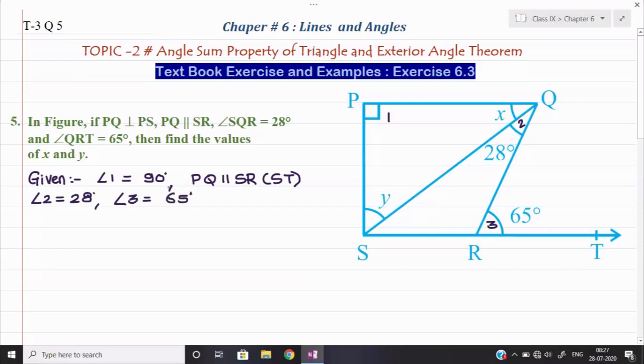So there are three values. Angles 1, 2, 3 values are given, and PQ is parallel to SR or ST. Now what do we have to find out here? We have to find two values here, X and Y. So we shall write down in the to find: the values of X and Y. Okay, now let us go for the solution.